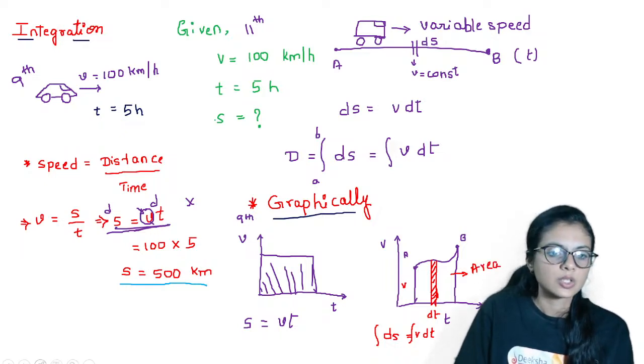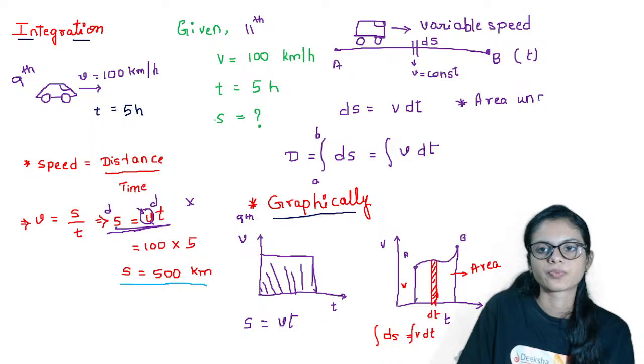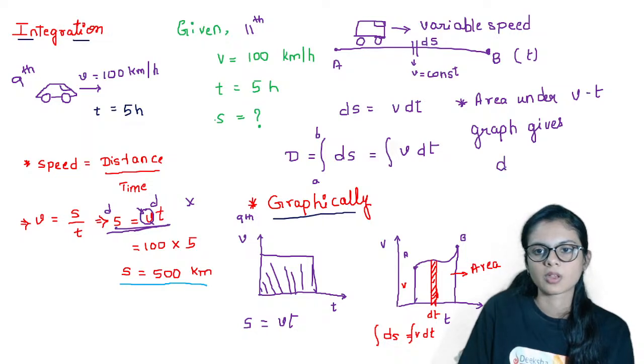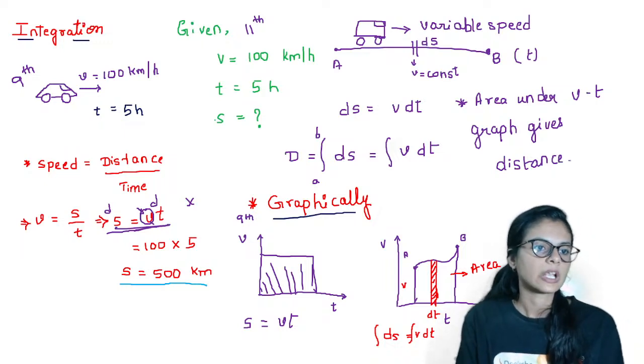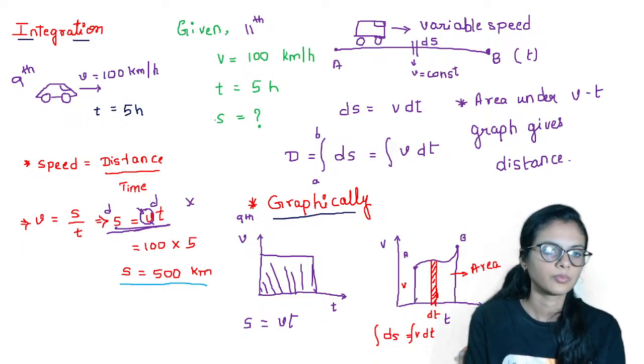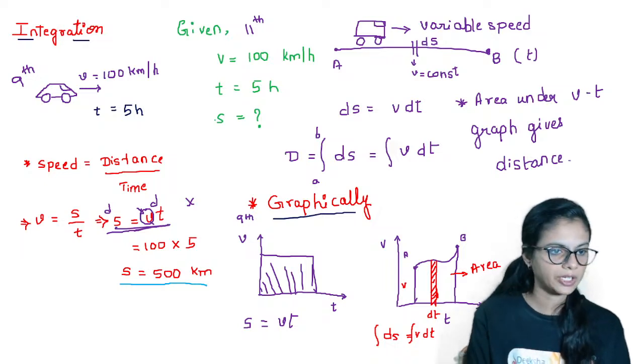So we already studied this, so I'm not again explaining, right? In the 9th standard only you guys have studied that area under VT graph gives distance. If it is speed, it gives distance. If it is velocity, it will give displacement. Is it clear? Right, is that clear?